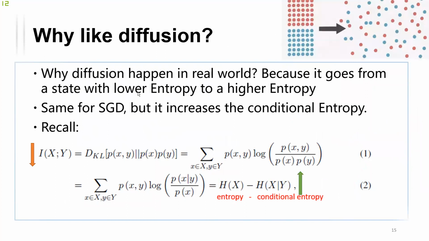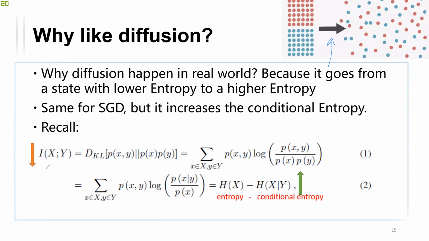First we need to know what diffusion is in the real world. It simply goes from a state with lower entropy to a higher entropy, like what is shown in the upper right corner image. The left one has lower entropy, but the right one has higher entropy. The author says it should be the same for SGD, but what it does is increase the conditional entropy. Under this observation, while the conditional entropy is increased, the mutual information is decreased. That's how they explain this phenomenon.